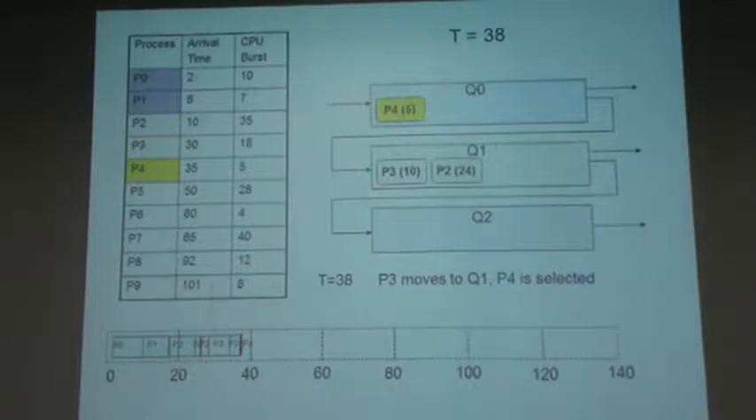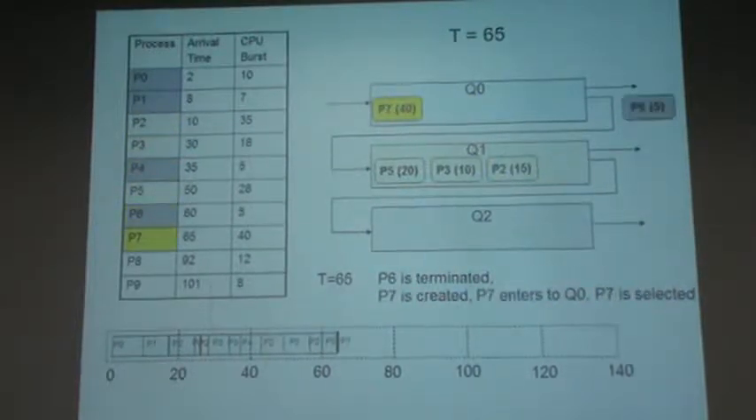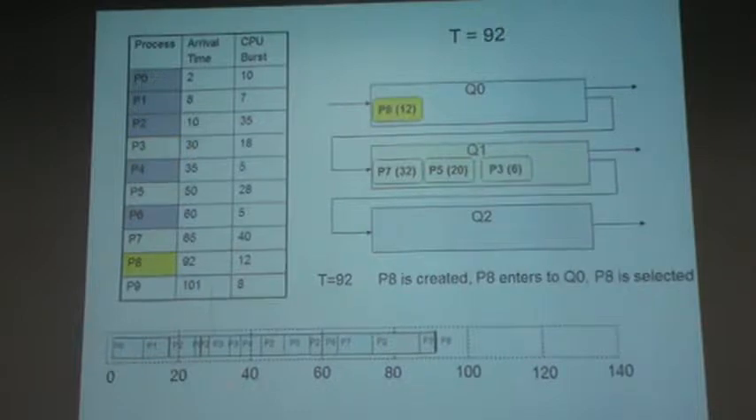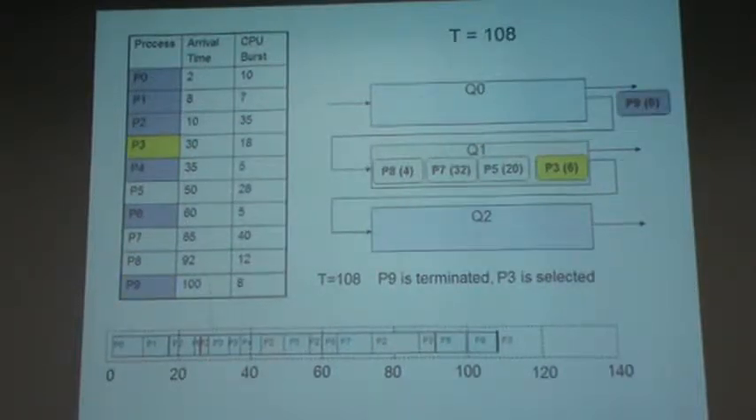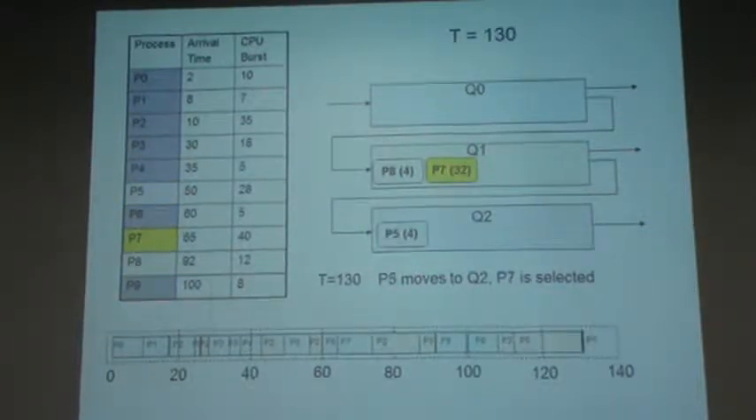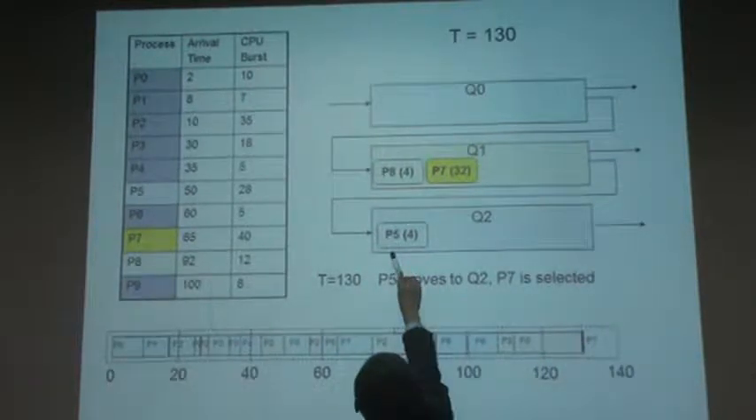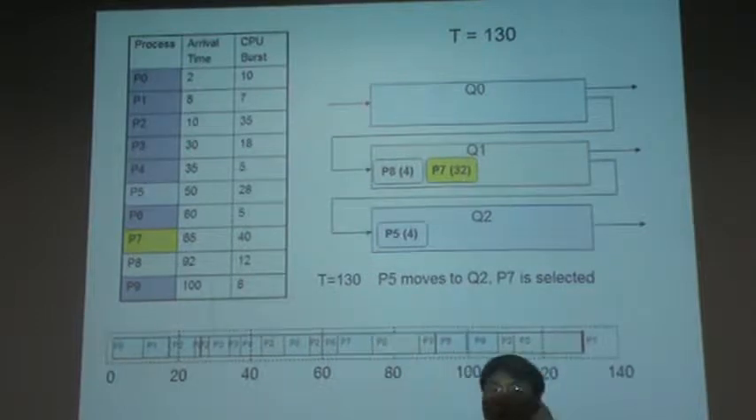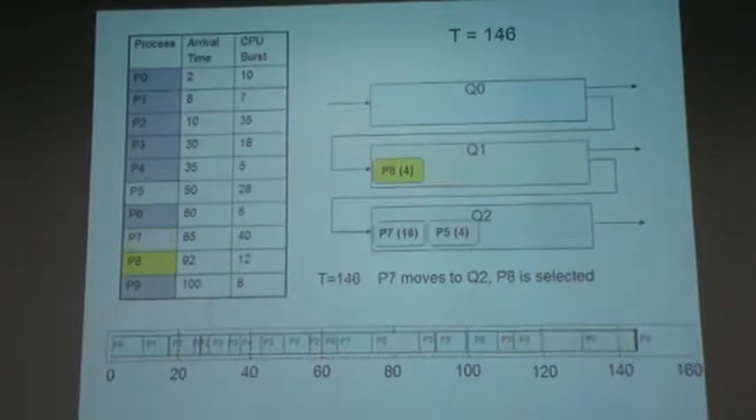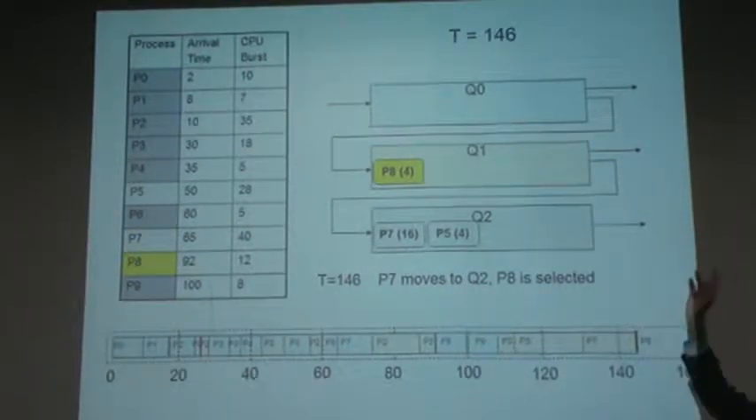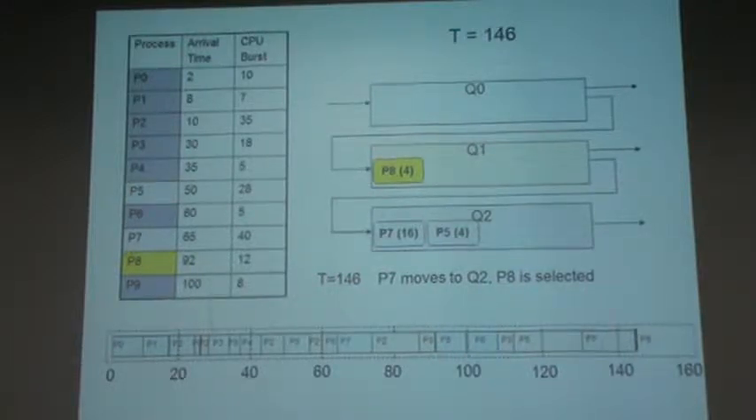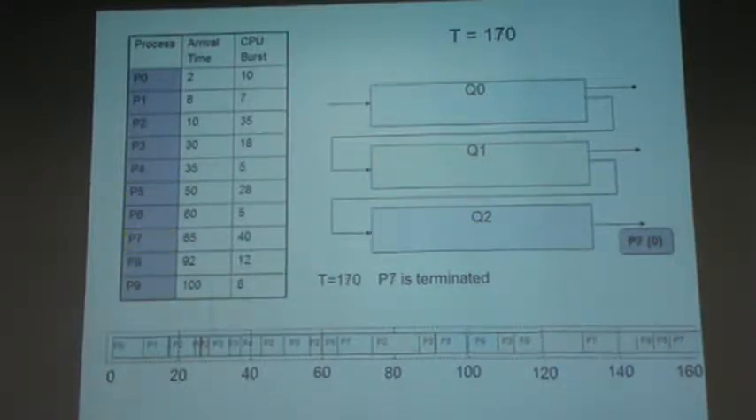Okay, and so on. So let's see the Q2 case. Yes. Finally, P5 is not completed yet. It still needs 4 CPU time, but it cannot get it until Q0 and Q1 are empty. Okay. Then finally, they are done.